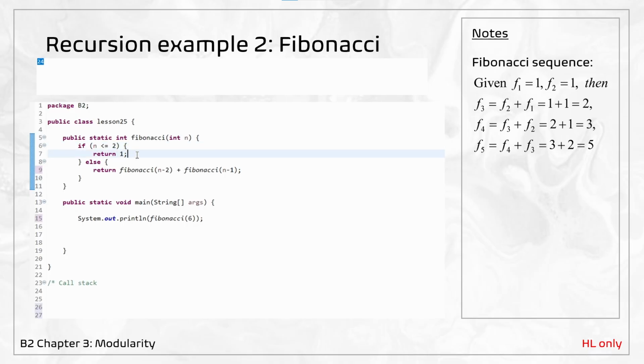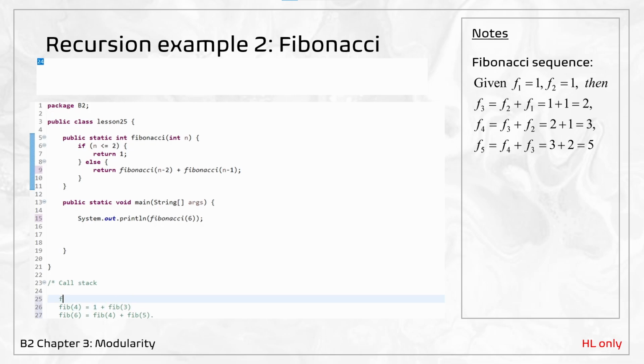Then the third term would be the first term plus the second term, the fourth term is the second term plus the third term, and so on. Let's trace what happens when the function is called with n equals 6. So the call Fibonacci 6, let's just shorten as fib6, is equal to fib4 plus fib5. Now fib4 we can just put in the call stack, fib4 is equal to fib2 plus fib3. And we know that fib2 is just going to equal 1, so we can just put 1 over here.